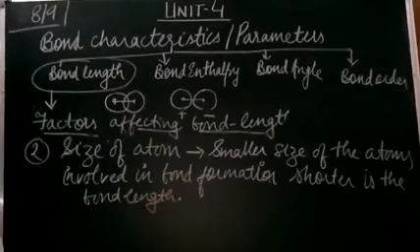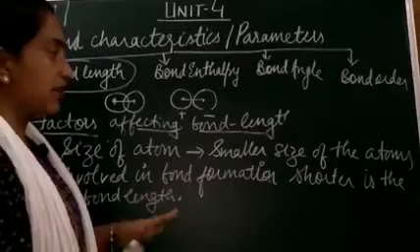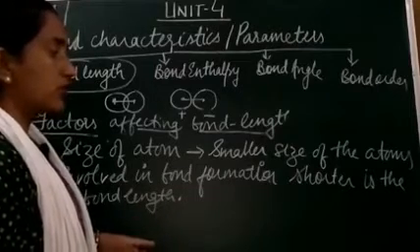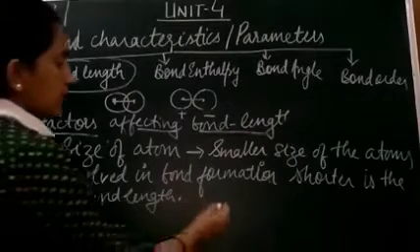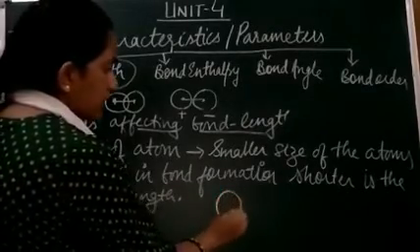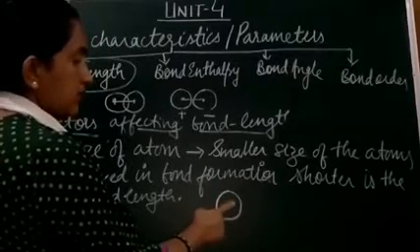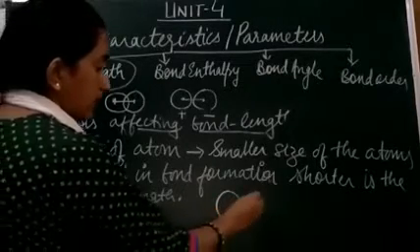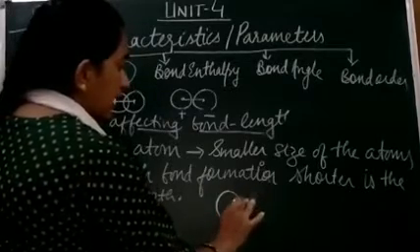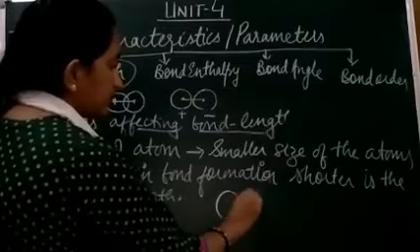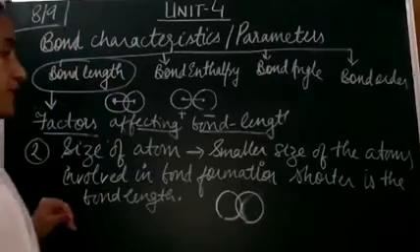And vice versa, here it will also take place that if the size of the atoms involved in the bond formation is big, the bond distance or the bond length is going to be large, right? If we just consider the distance between this one atom of hydrogen and this other atom of hydrogen, this is the hydrogen molecule being formed.